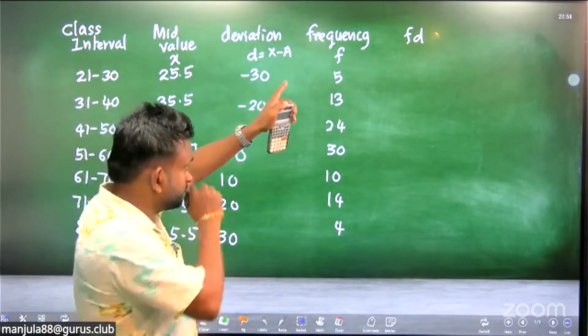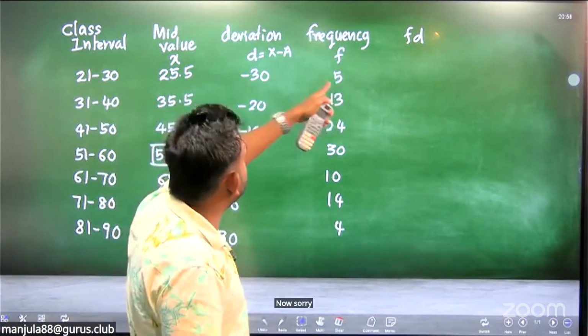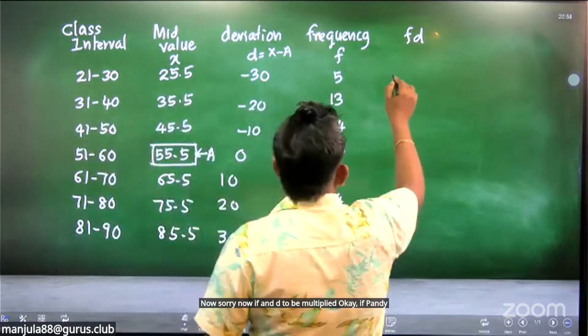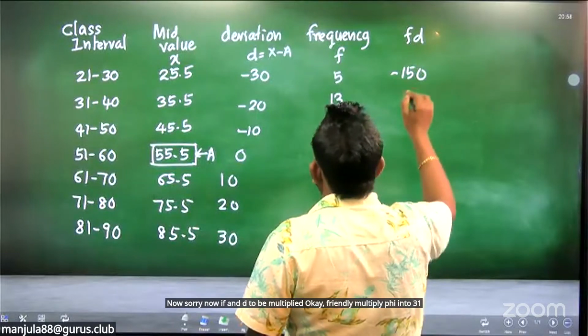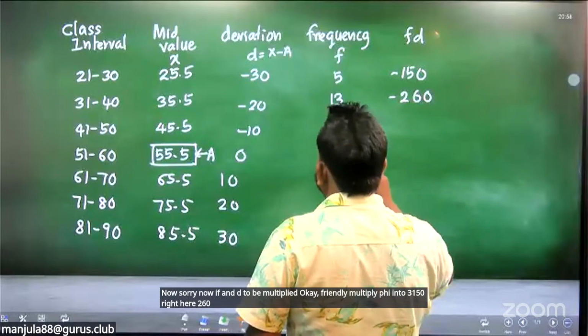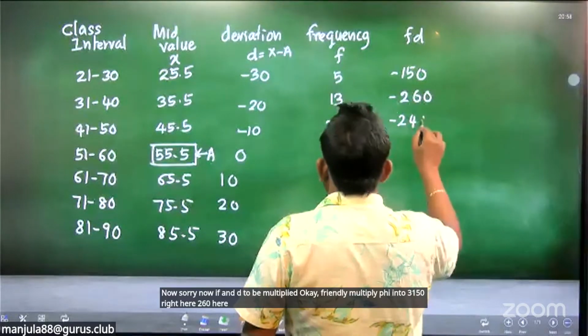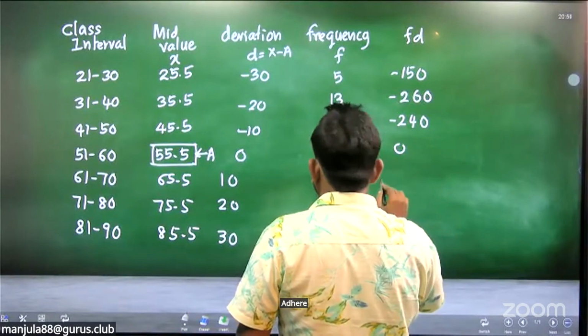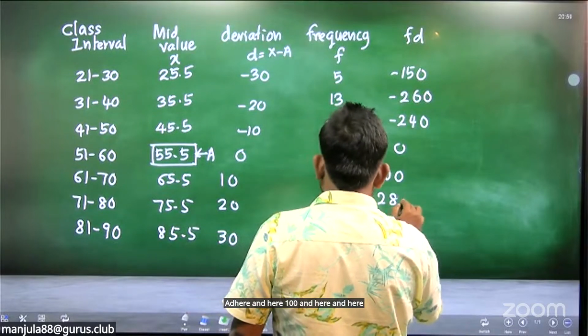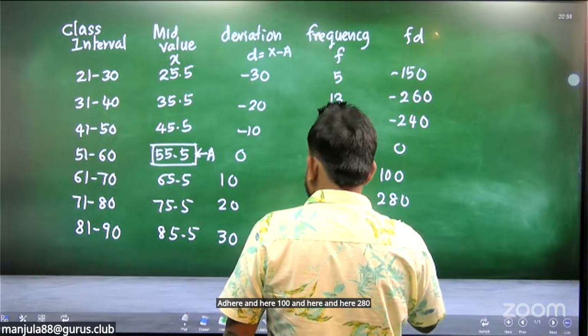Now f and d are to be multiplied. Okay, f and d multiply, 5 into 30, 150. Right, here 260. Here 240. And here 0. And here 100. And here 280. And here 120. Right.